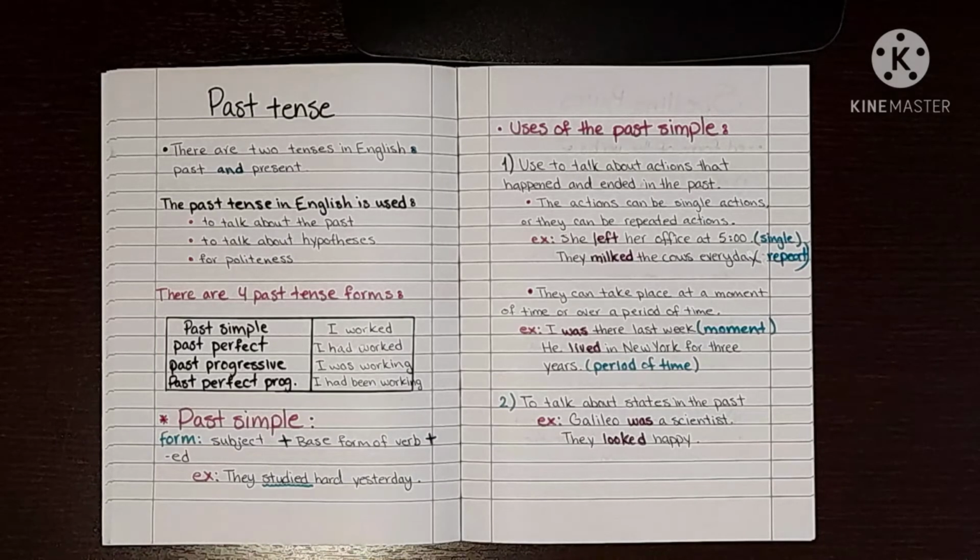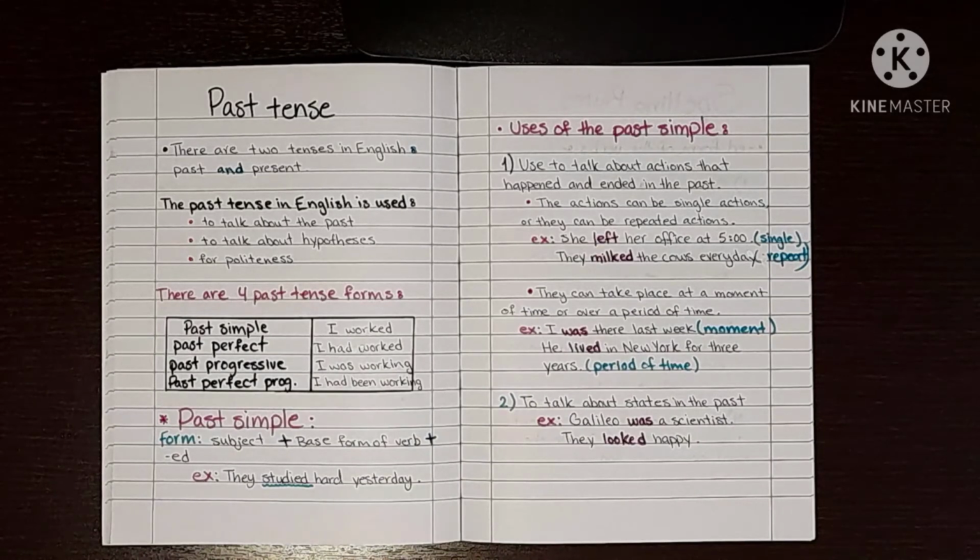Okay, the second point, it could take place at a moment in time, or it could be over a long period of time. For example, I was there last week. That is just a moment in time. He was there at the museum or in the cinema. It's just a moment in time. But the second example, he lived in New York for 3 years. This example shows us that he was living there over a long period of time.